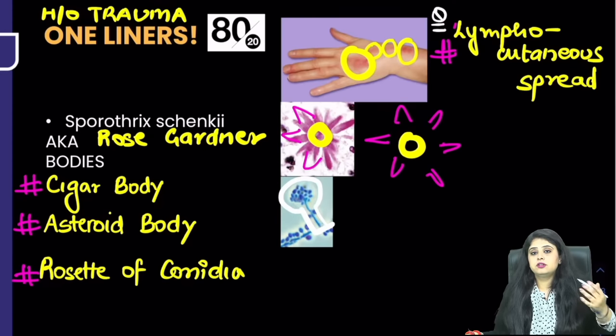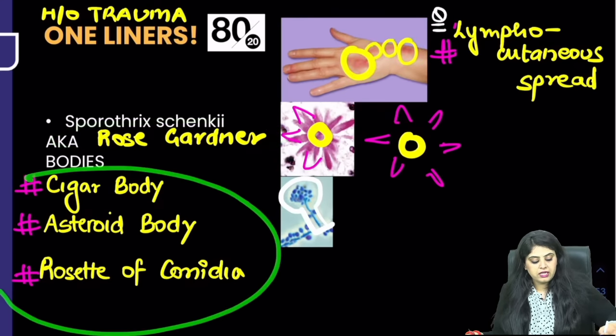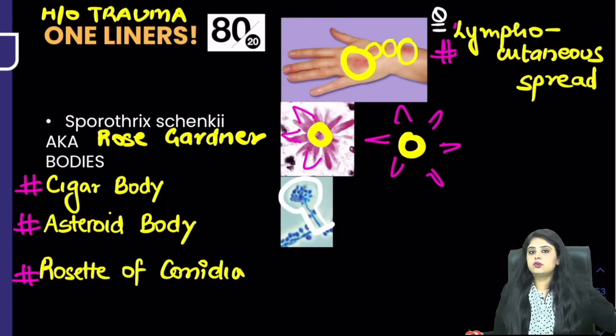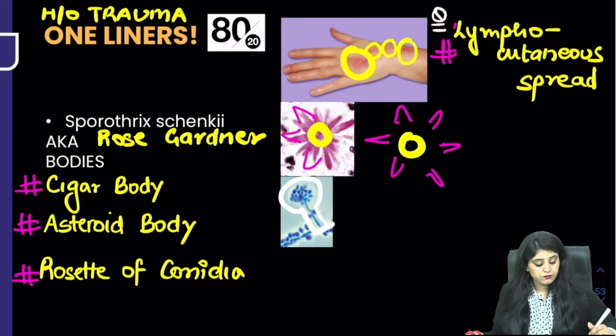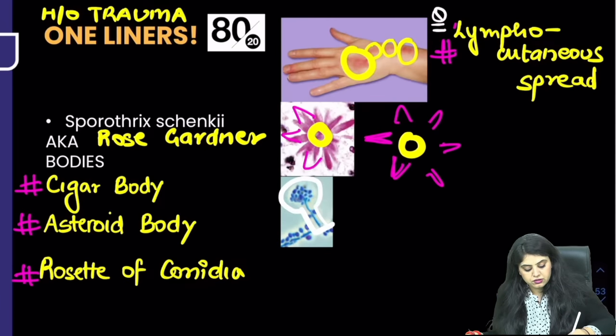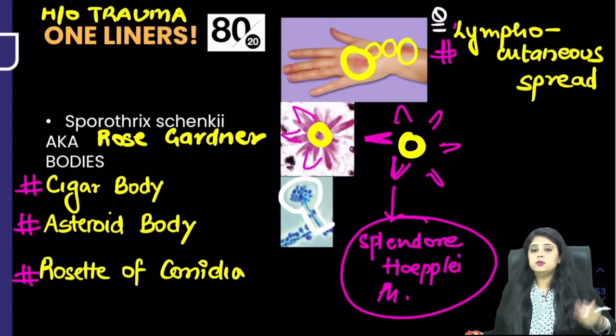There's a female or a gardener who is roaming around in the rose fields and has developed a nodule which is spreading along the lymphatics. Microscopy shows any of these things mentioned, cigar, asteroid or rosettes of conidia, your answer is Sporothrix schenckii. All of you were right that this pink asteroid that is forming is the famous Splendore-Hoeppli phenomenon. Amazing.